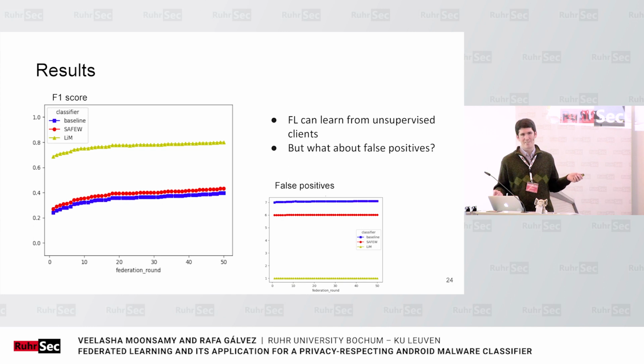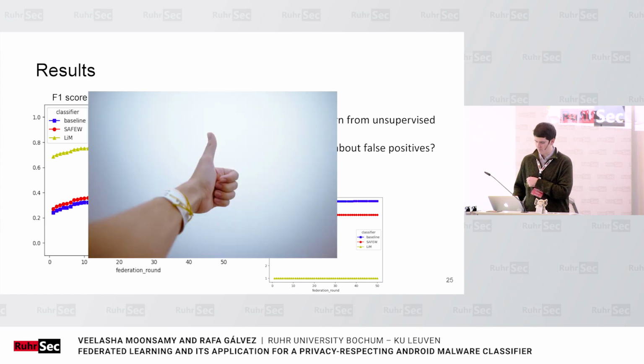But OK, how many false positives? How many times do I get an alert when there's actually no malware application being installed? We also dramatically improve on that. So the baseline classifier does very bad. It gives 7. The vanilla semi-supervised learning does 6, and we go to 1. So we give very few false positives, which is very nice.